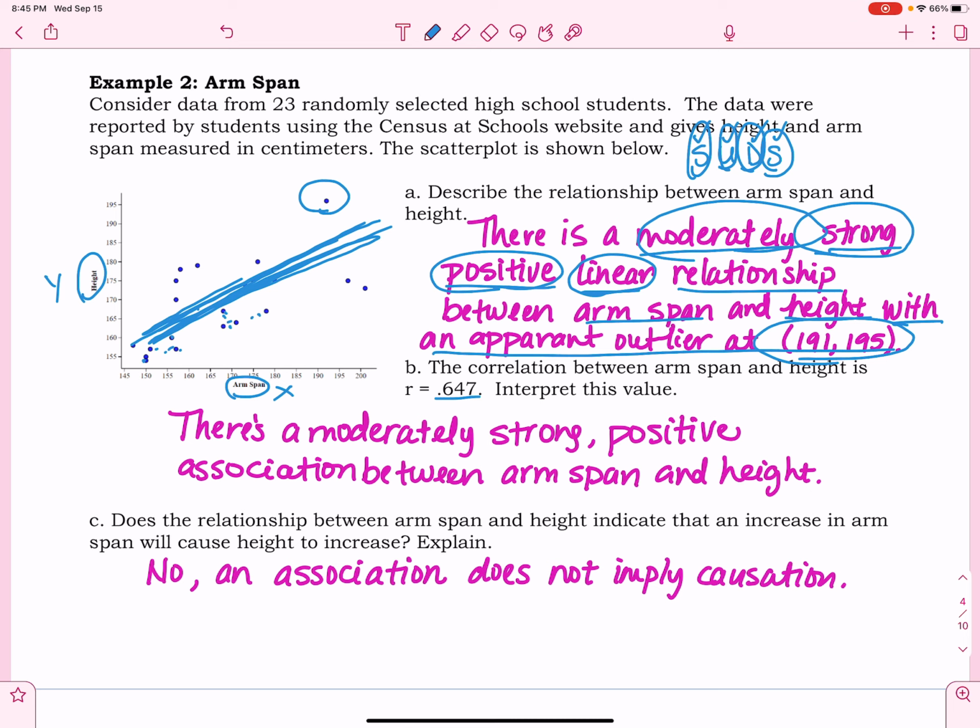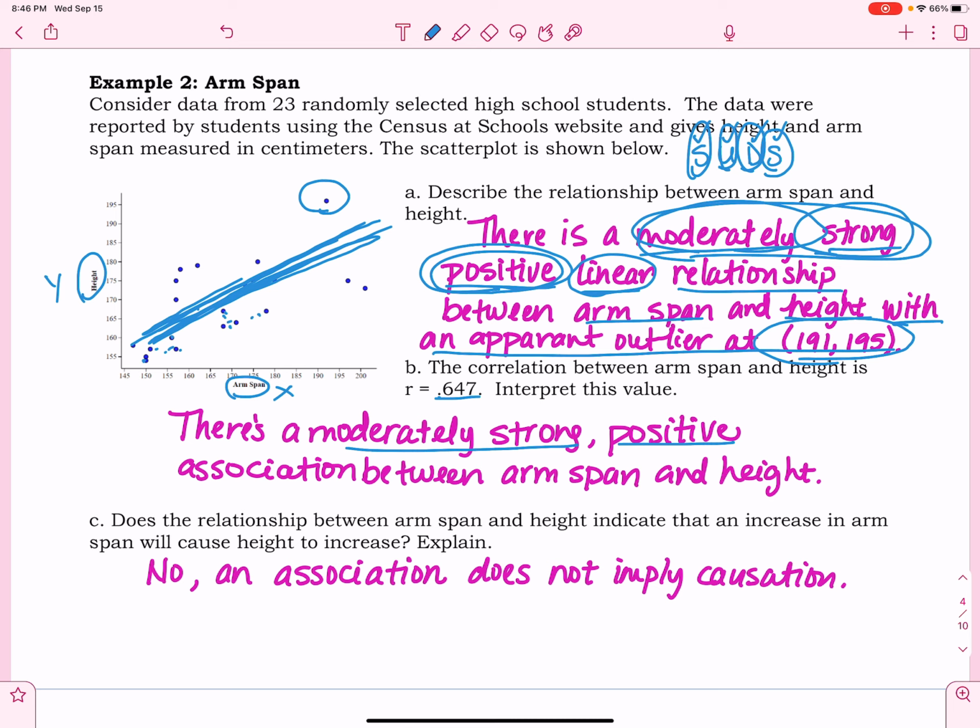So when we interpret our correlation, remember that correlation only addresses direction and it only addresses strength. So since I've got a 0.647 here, I'm going to say there's a moderately strong, and then there's my direction, it's positive. So there's a moderately strong positive association between arm span and height. So if you'll notice, this is a lot like what I said up here. I'm just not addressing the shape because correlation doesn't address the shape, nor does it address unusual features.